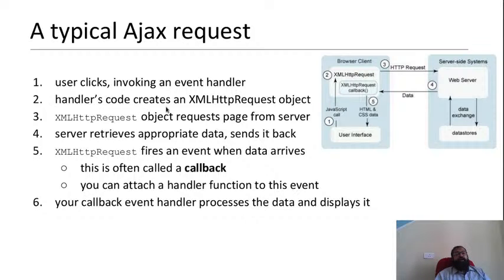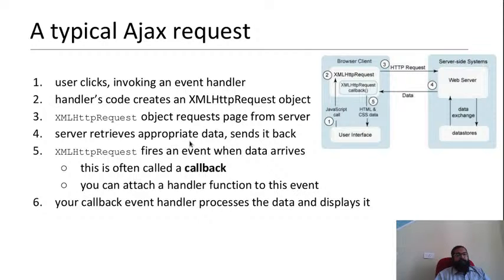The handler's code creates an XML HTTP request object. Okay, the XML HTTP request object requests the page from the server. So first, the event handler is invoked. Second, the event handler creates an XML HTTP request object, and with that object the handler will request the page from the server.